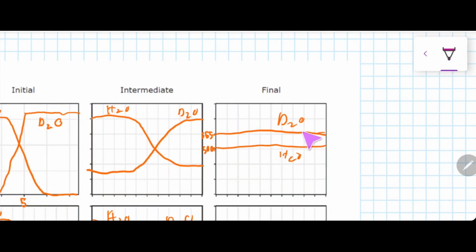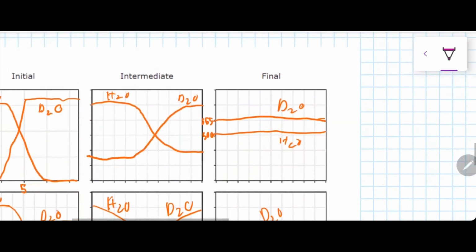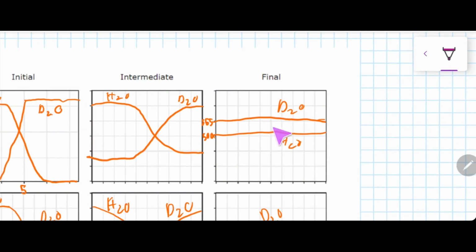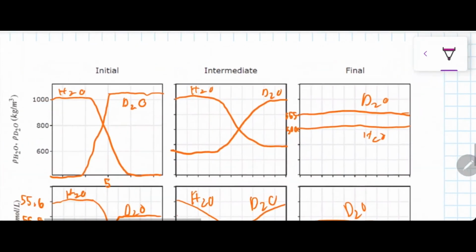And deuterium will have a higher density, of course, and water will be slightly lower, but they will settle out. And so the deuterium will sit lower. It's kind of weird to think about water sitting on water, but the water will sit on top of the heavy water because it has a lower density.